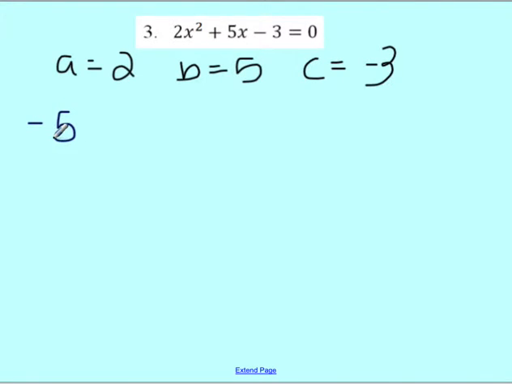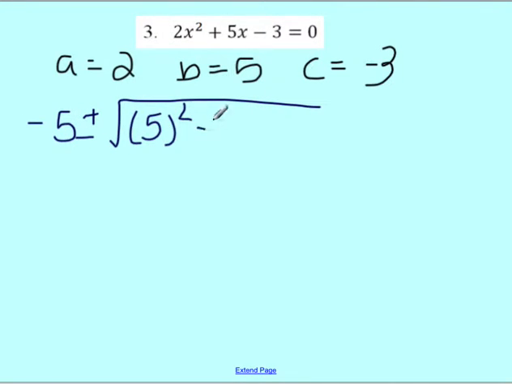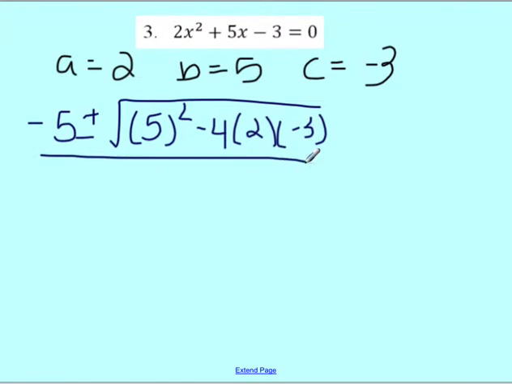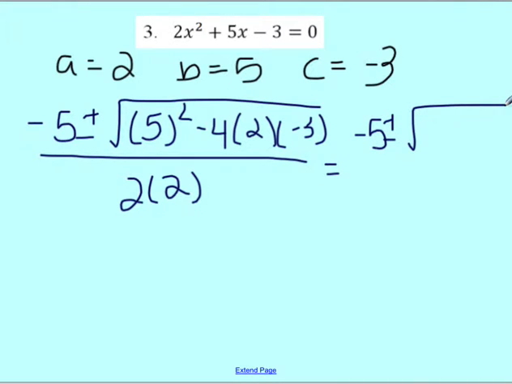So I have the opposite of B plus or minus the square root of B squared minus 4AC, all over 2A. So now we have negative 5 plus or minus the square root of 5 squared minus 4 times 2 times negative 3. You can punch that all in your calculator. Remember, I do suggest using those parentheses, and you have to be careful about how you type it in your calculator. When you plug all of that in, you end up getting 49, and all of that is going to be divided by 2 times 2, which is 4.